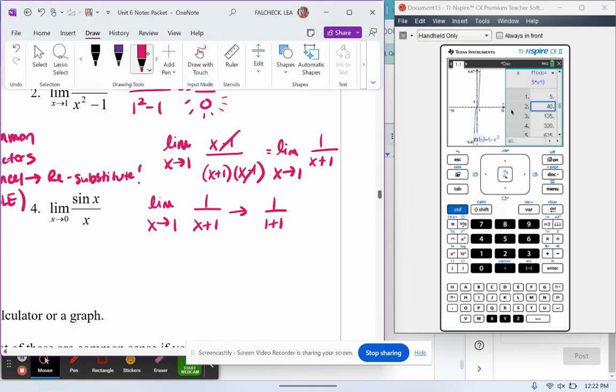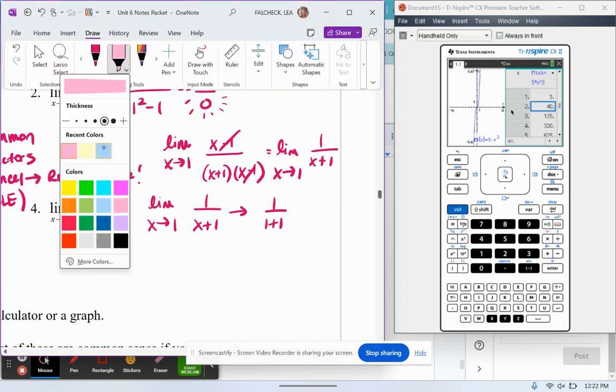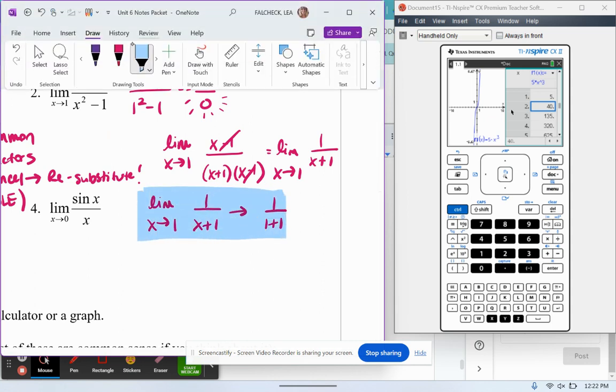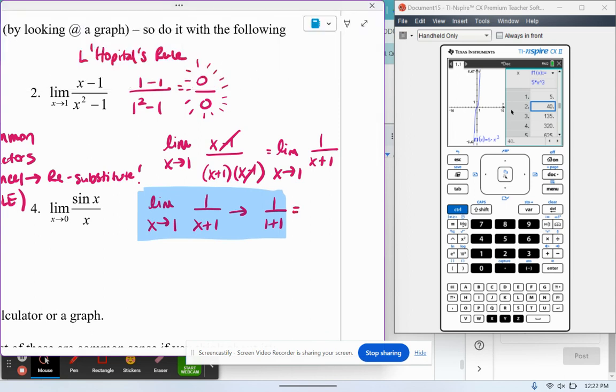I feel like students always leave stray, bizarre limits left over when I'm grading these. So just draw attention to the fact that when you substitute the x value in, the limit notation disappears, okay? So now you just have 1/2. Oh, is 1/2 an indeterminate form? No. It's a number. I'm done. You got an answer. It's a y value.